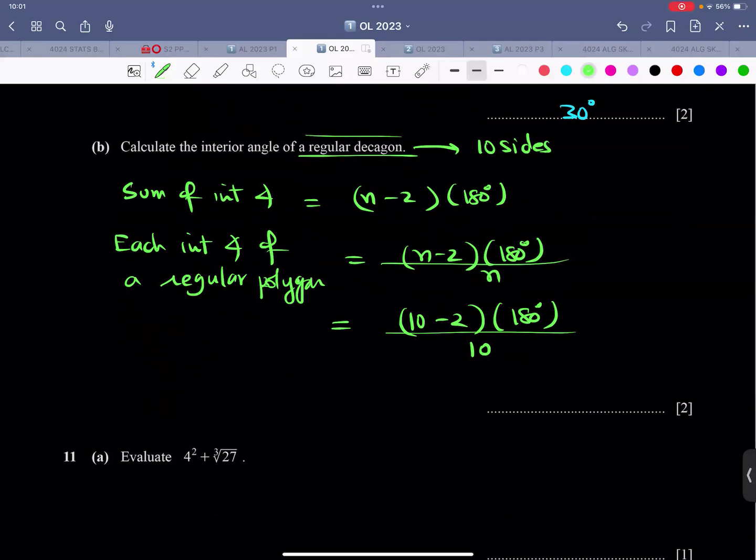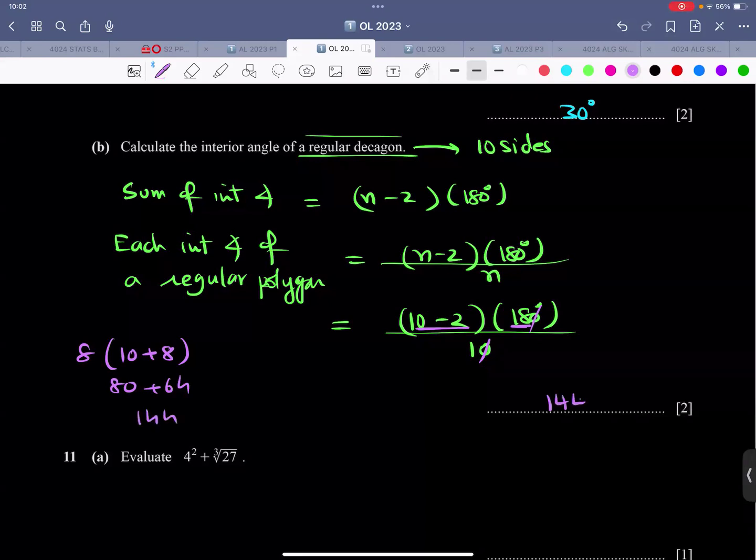So basically, let me cancel off the zeros. This 0 and this 0 cancel. We are left with 18. We are left with 8. So 8 into 18, that is 10 plus 8. 8 into 10, 80. 8 8s are 64. 80 plus 64 is 144. So this answer is 144 degrees. That is the answer.